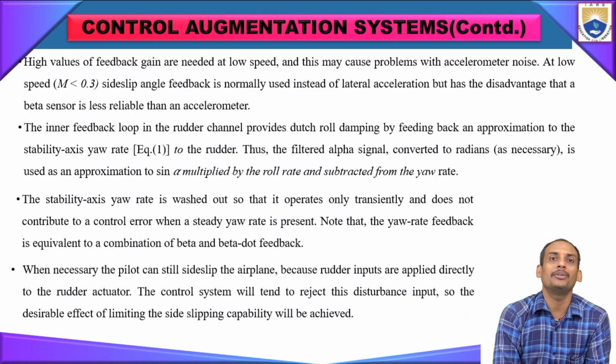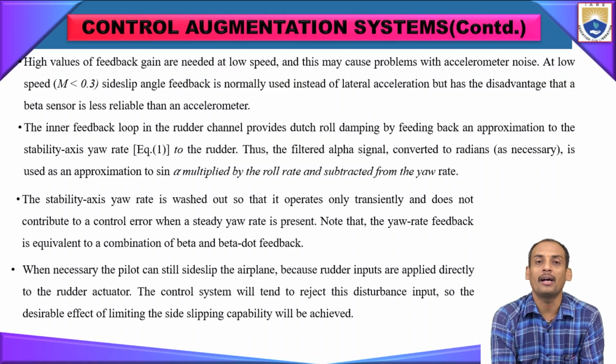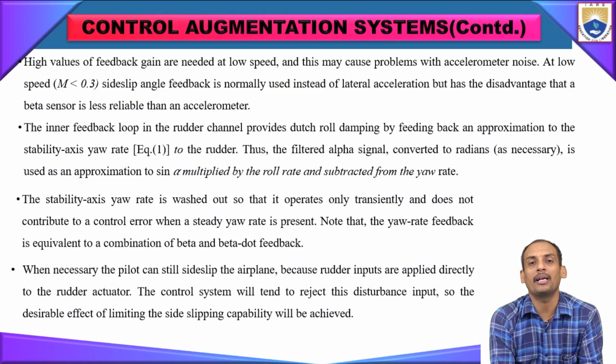So higher values of feedback gain are needed at low speed, and this may cause problems with accelerometer noise, because we said the accelerometer noise values are very high when we are getting a higher pitch rate also. At low speeds, below 0.3 Mach number, the angle of attack, I mean the beta angle feedback, is normally used instead of lateral acceleration. But the disadvantage is that the beta sensor is less reliable than the accelerometer.